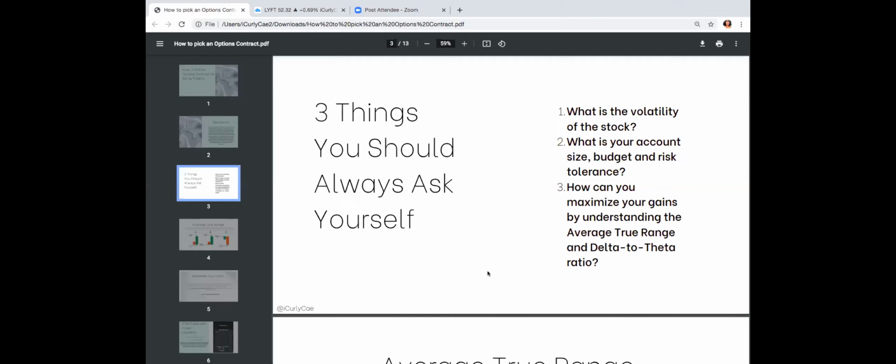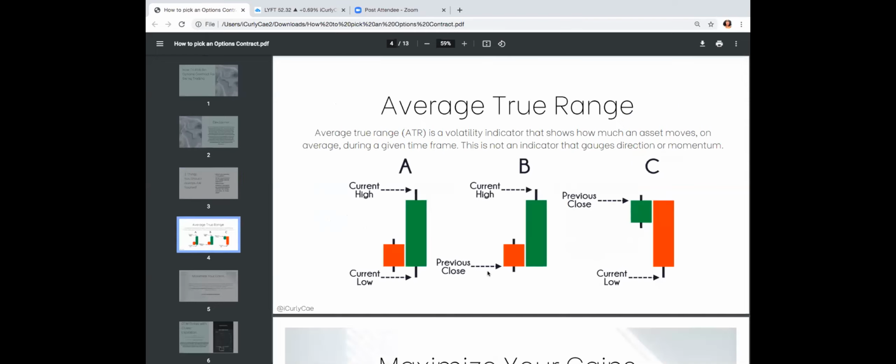All right. So now you also want to ask yourself, how can you maximize your gains by understanding the average true range and delta to theta ratio? So I'm just going to explain the average true range. So first and foremost, you want to make sure that you plot your levels of support and resistance on your chart. You can do this by actually using the support and resistance, or you can actually use the strat, or all of the strat pack out there.